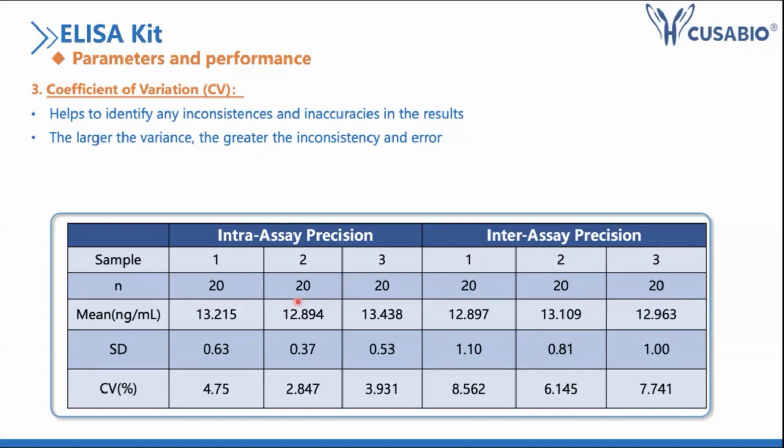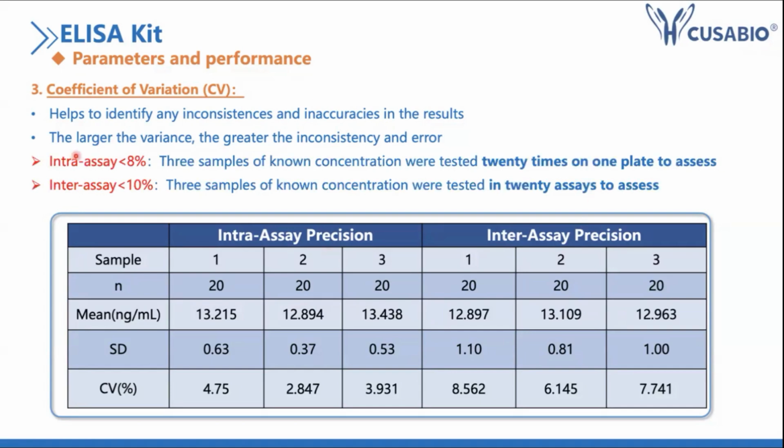To confirm that we have a very good test for our kits, we did an intra-assay precision test and an inter-assay precision test. For the intra-assay test, we have 3 samples of known concentration, and we test each of them 20 times on one plate to make the assessment. For the inter-assay precision test, we have 3 samples of known concentration, but we test them in 20 assays.